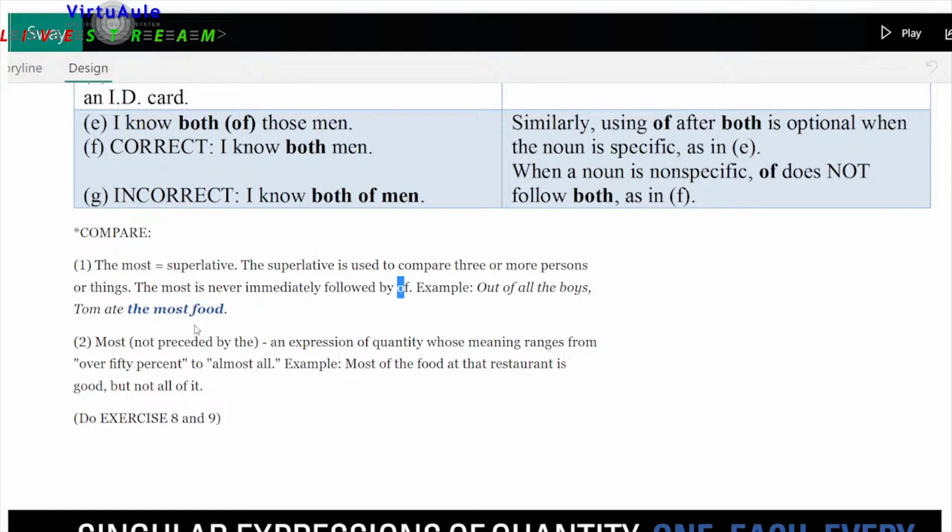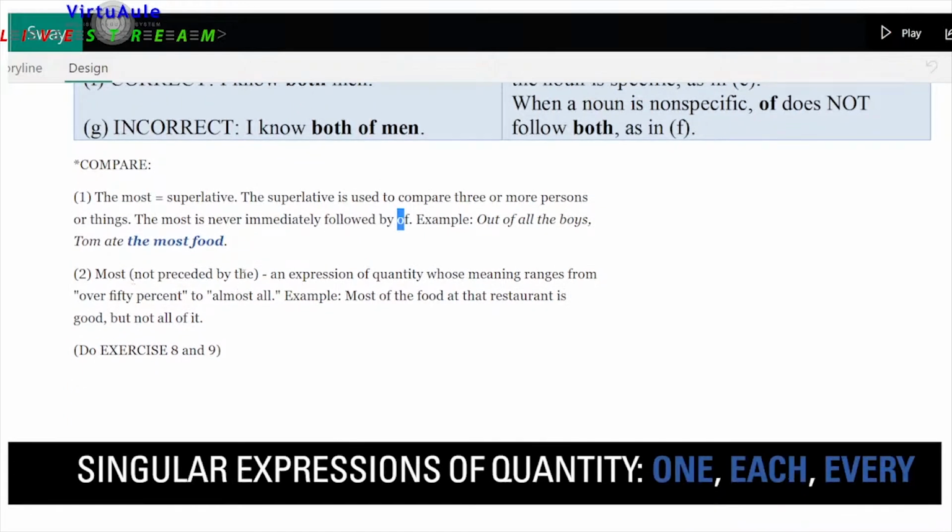Most is never immediately followed by most of the food. Well, you could say Tom ate most of the food. The most food. It's a different way, but when most is not preceded by the, it is an expression of quantity whose meaning ranges from over 50% to almost all. The example, most of the food. Okay, here we have most of the food. But you can't put the in front of most because you are using the here, most of the food. So the most is not possible.